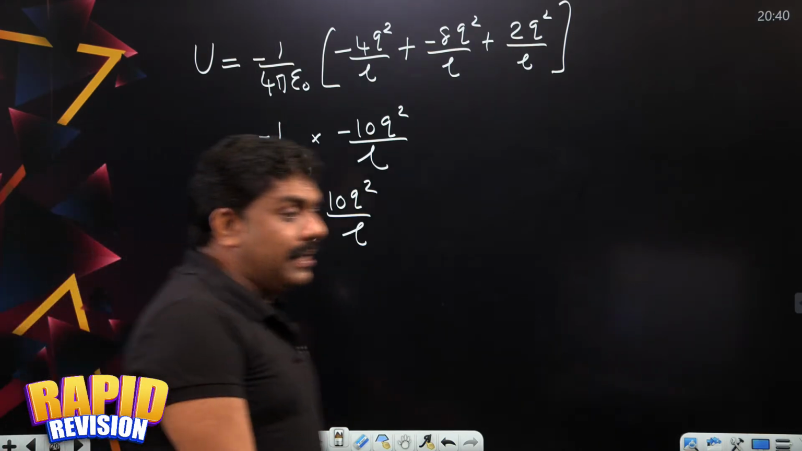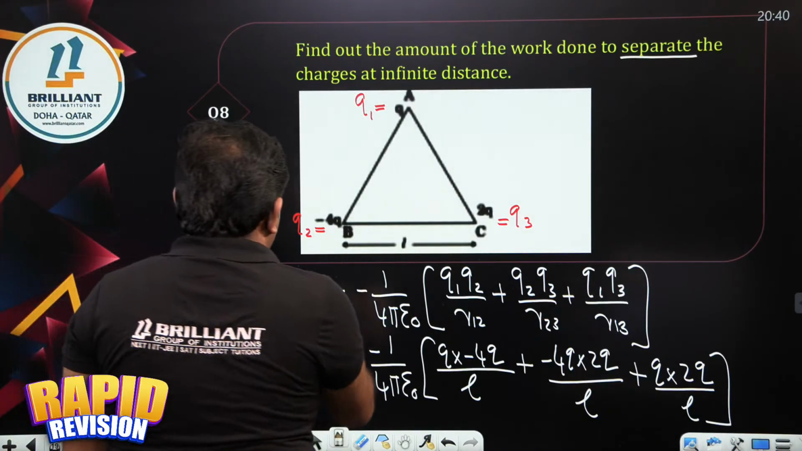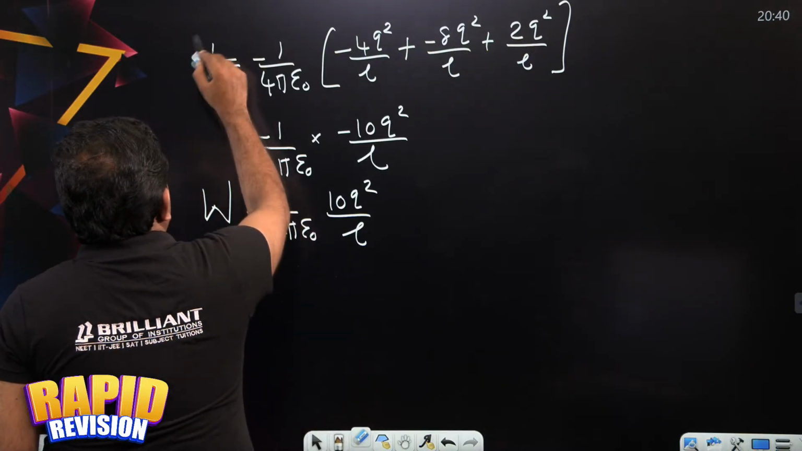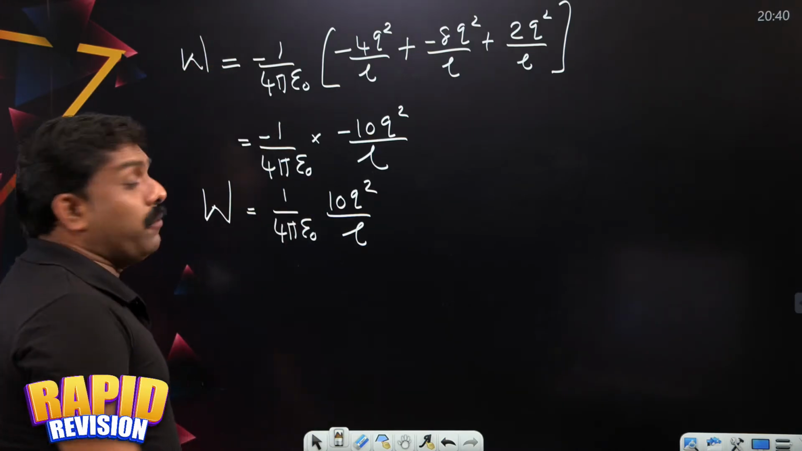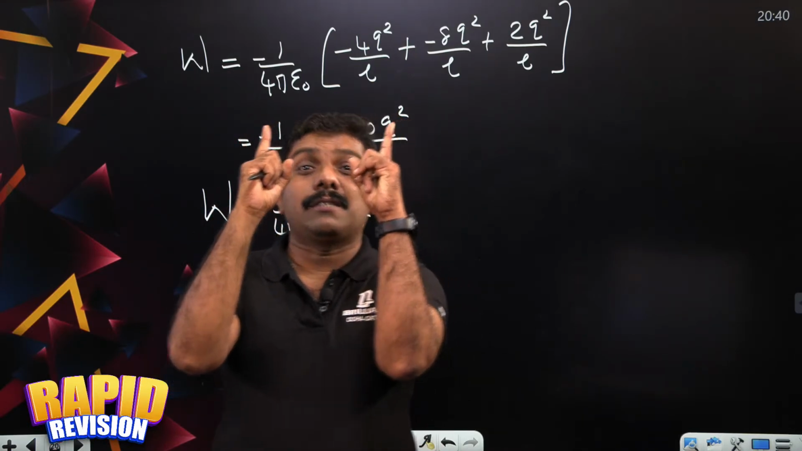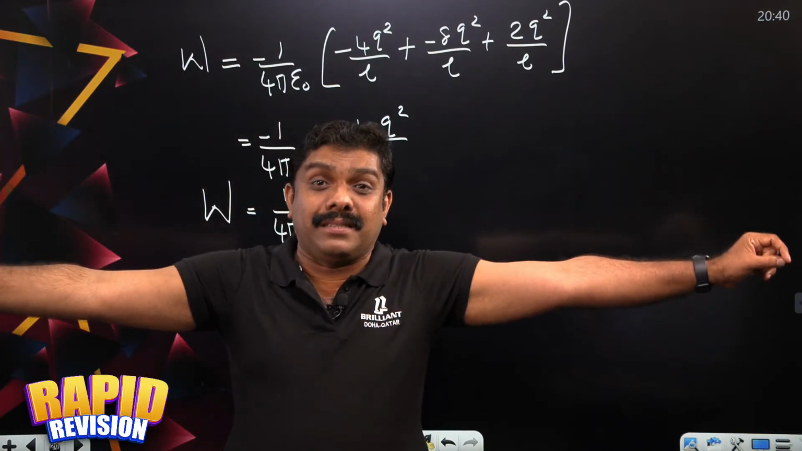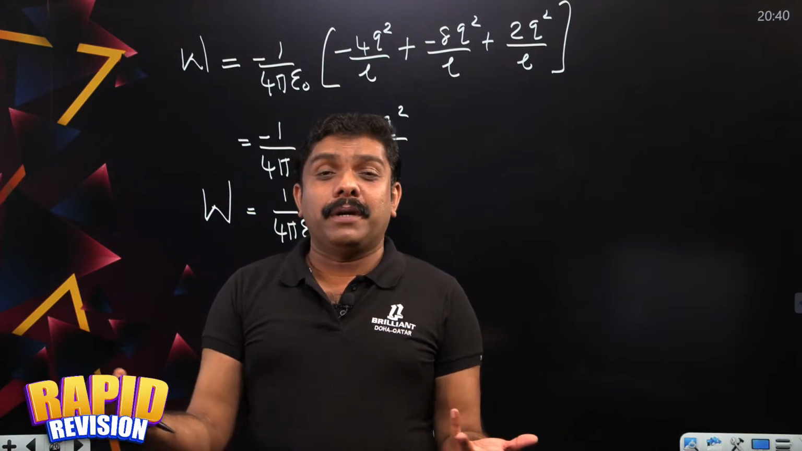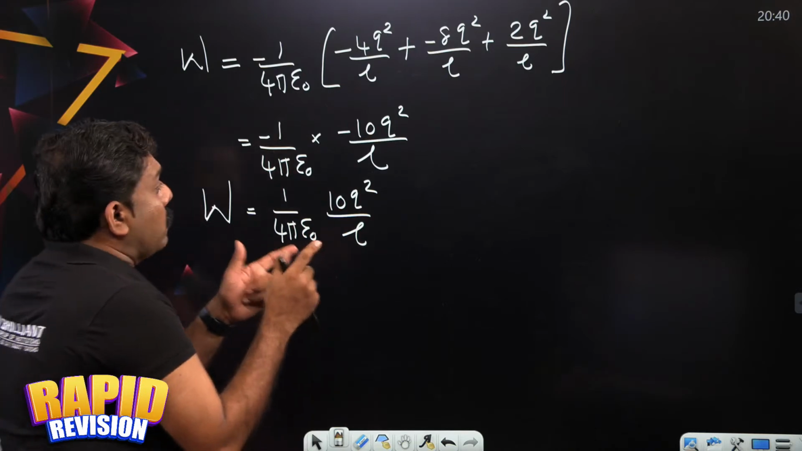So we can say correctly, the work done is the negative of potential energy. So W is equal to 1 by 4 pi epsilon 0, 10Q square by L. Repeating once more, the work done required to dissociate a system is the negative of potential energy. How to find the potential energy? Take all possible products.